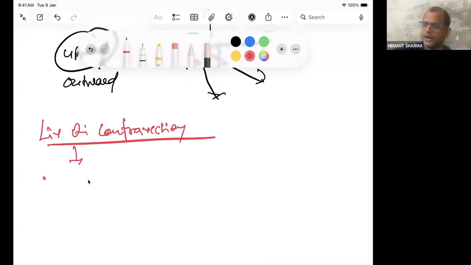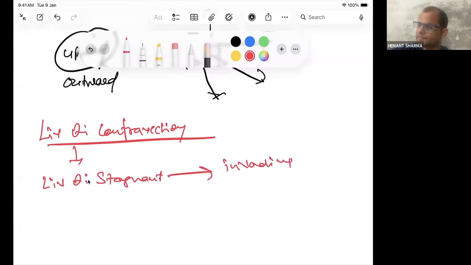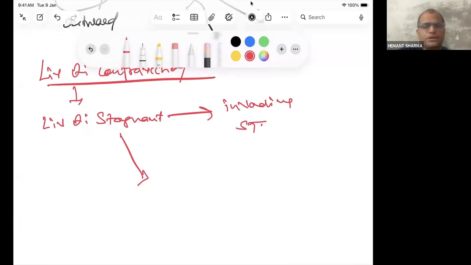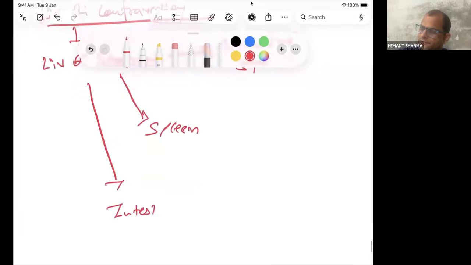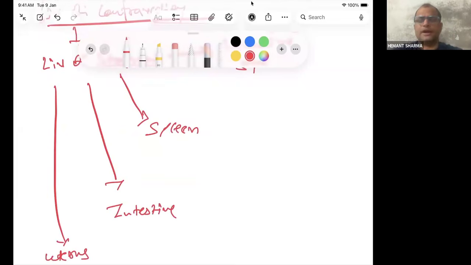first liver chi gets stagnant, then invading the stomach, or invading somewhere else, like we have discussed earlier, invading the stomach or invading the spleen, liver chi, or invading the intestine, or liver chi is invading the uterus. The question comes, how will liver chi decide where to invade?